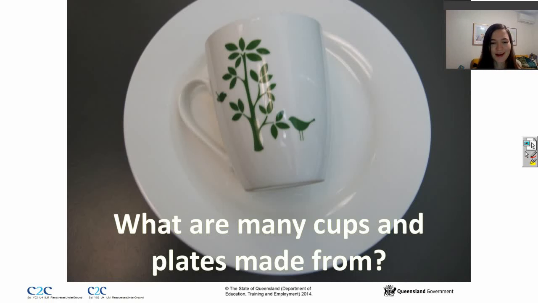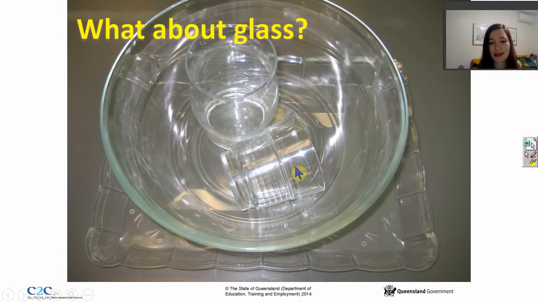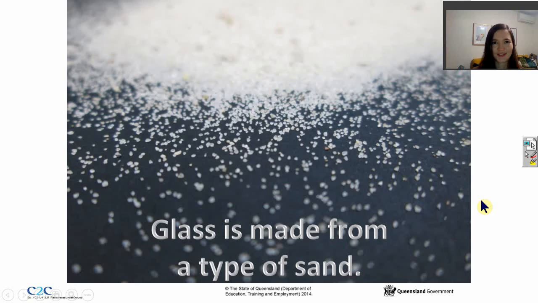This is a bit trickier. What are many cups and plates made from? Are they made out of metal? Well, these ones aren't. What do you think they're made out of? Clay. Well done if you got that one. Okay, the next one. Ooh, glass. What about glass? What resource is that made from? Do you know this one? Glass is made out of sand, so it's made out of a type of sand.